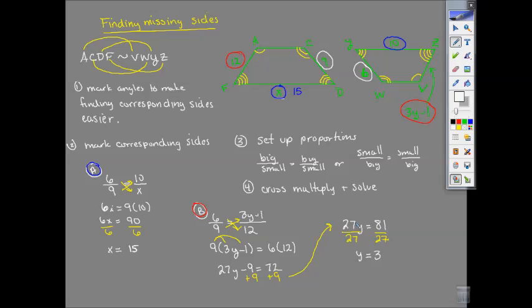Okay, but again, I don't want to know what y is. I want to know what this side is. So I need to plug that in. So I take 3y minus 1. Y is 3. 9 minus 1 is 8. So this side here would be 8.